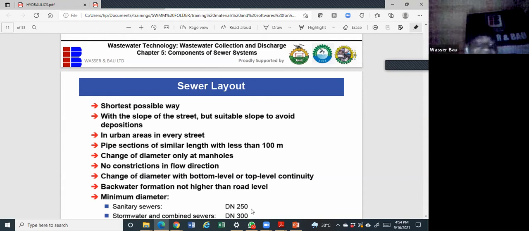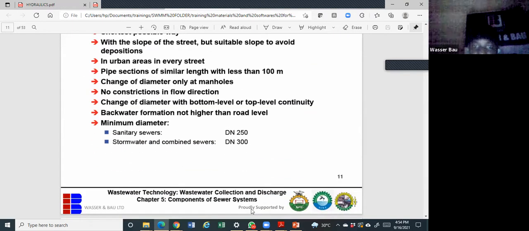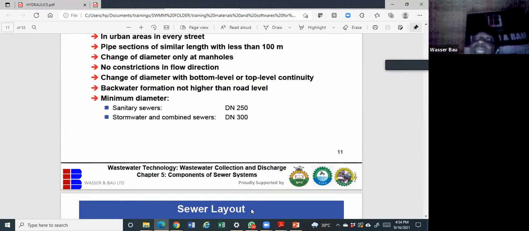Then if you are laying a sanitary sewer, you cannot use a pipe that is less than 150 mm or 6 inches. So if you go to any estate design or any district design and you see them laying a pipe that is less than 6 inches, know that they are doing the wrong thing. Even if 100 mm can take the flow, the standard says that the minimum should be what? 150.